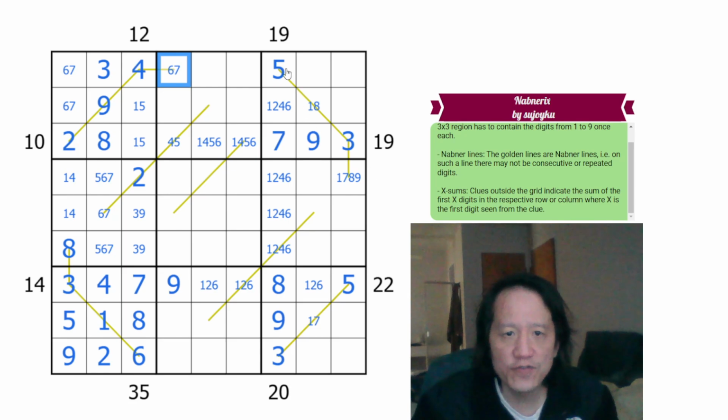Okay, the first 5 digits add up to 19 here, which means the first three digits here add up to 20. So therefore, these combined add up to 39. Therefore, this digit must be 45 minus 39, which must be 6. So this is 6. These can't be 6. This can't be 6 anymore because you can't have repeats on the Nabner line. So this is 1 or 2.